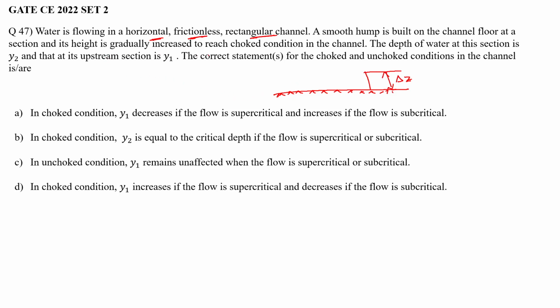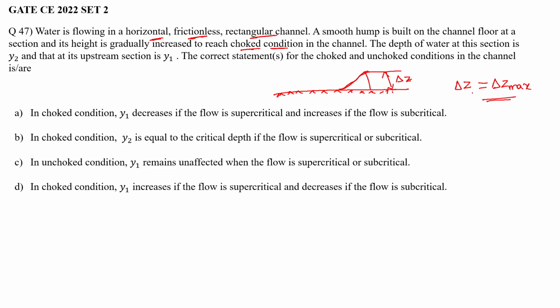And its height gradually increases to reach, so sorry, this is not a sudden increase. They have built it in such a way, like a sudden increase. Okay, so this is the way they constructed it. So the height is gradually increased to reach a choked condition. Kindly remember the choked condition. The choked condition means delta z is equal to delta z max.